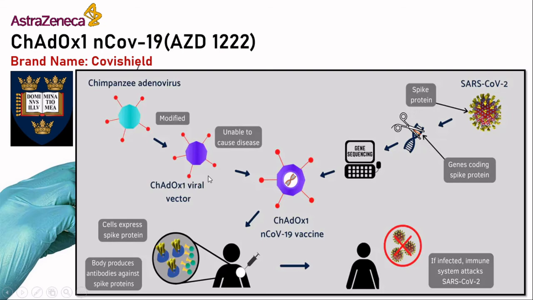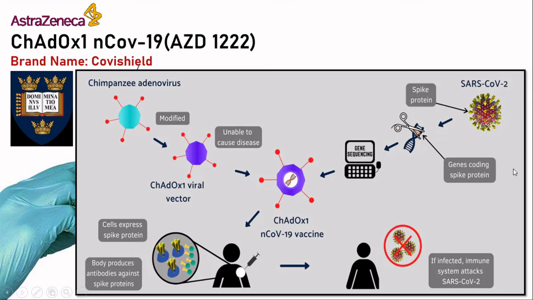Okay, we are going to use it as a vector as in the carrier molecule, just for the delivery of whatever material we give inside its structure. Okay, so earlier two vaccines had lipid nanoparticle as the carrier. Here we are using another non-replicating adenovirus as a viral vector.